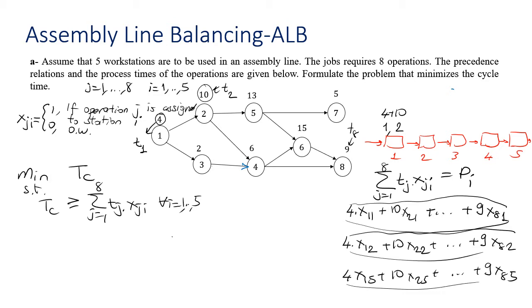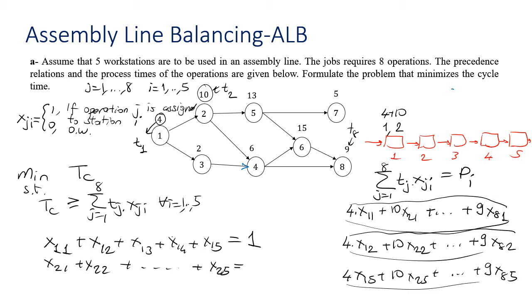So for the first task, this first task can be assigned to the first one, or it can be assigned to the second one, or to the third one, to the fourth one, to the fifth one. So it can be assigned to only one of these, and it must be assigned to only one of these. And this is the constraint for task 1. And similarly, this is the constraint for task 2. Second task must be assigned to any one of these 5 workstations.